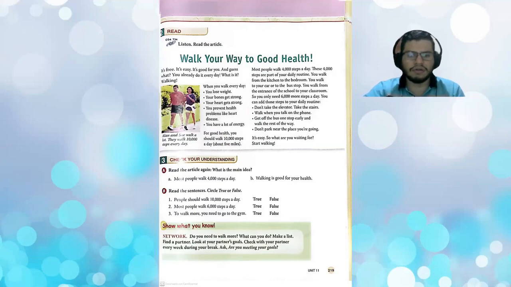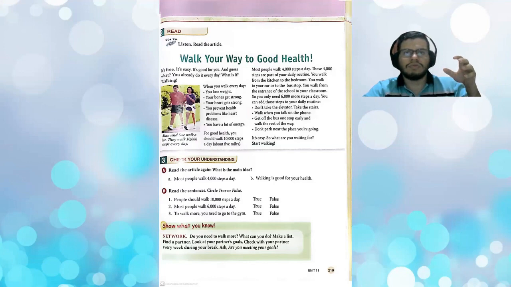To walk more, you need to go to the gym. It's not necessary, right? You don't need to go to the gym. You can go to the mountain. You can go to whatever place in your town. For that reason, this is false.